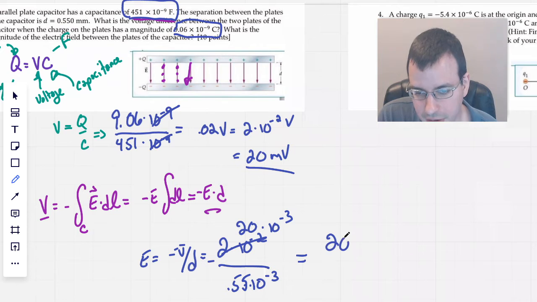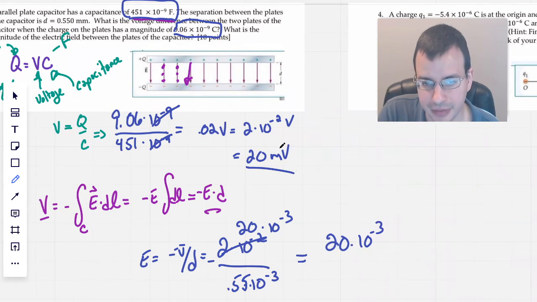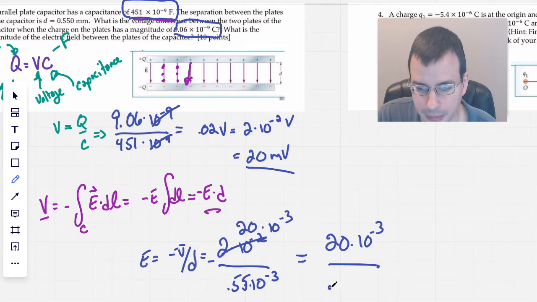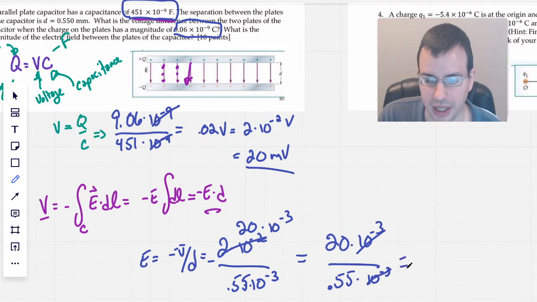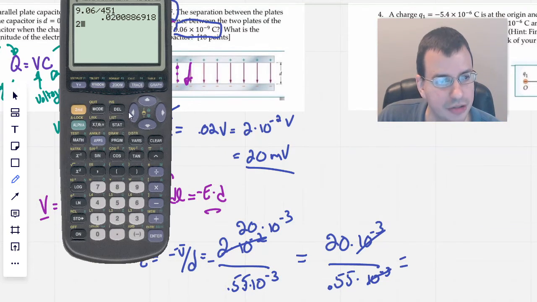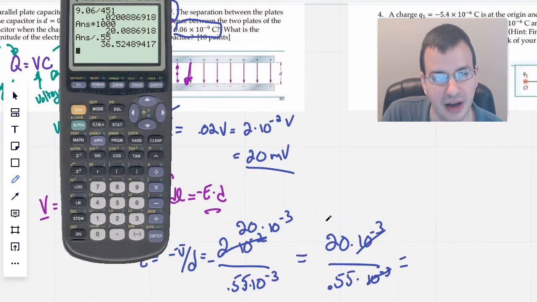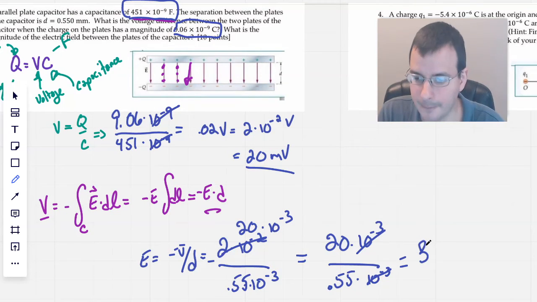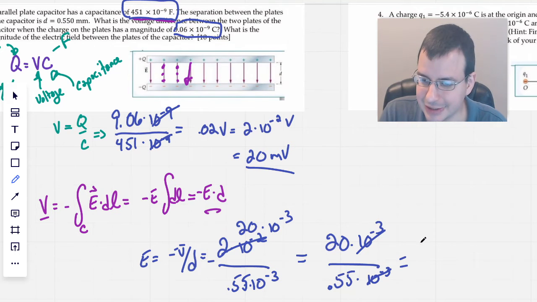Rewrite this one more time for clarity. So 20 times 10 to the negative third, that's the same up here, 20 millivolts, over 0.55 times 10 to the negative third. Cancel, cancel. And we have, calculator, 20 divided by 0.55. We have 36.52.